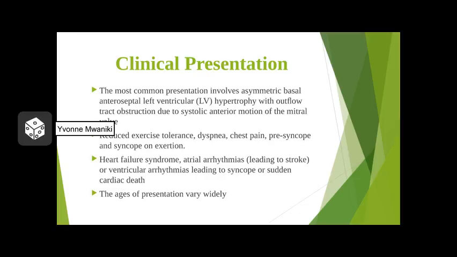The clinical presentation seen in this disease mostly involves asymmetric basal anteroseptal left ventricular hypertrophy with outflow tract obstruction due to systolic anterior motion of the mitral valve. We also see reduced exercise tolerance, dyspnea, chest pain, which was absent in our patient in this case, pre-syncope and syncope on exertion, which was definitely present in our patient. Heart failure syndrome, atrial arrhythmias, which can lead to stroke, or ventricular arrhythmias leading to syncope or sudden cardiac death.